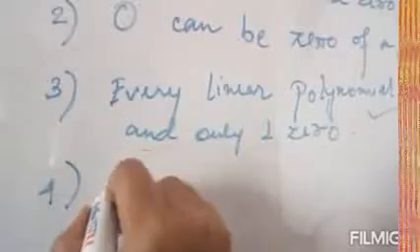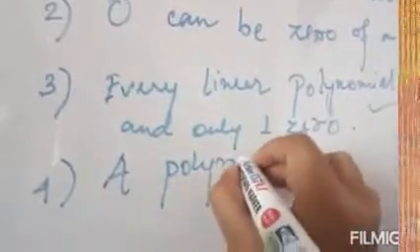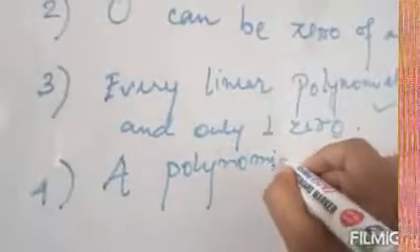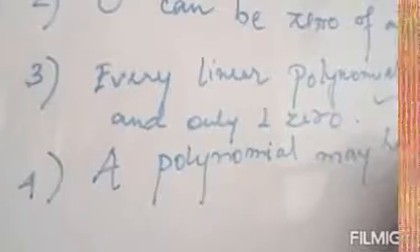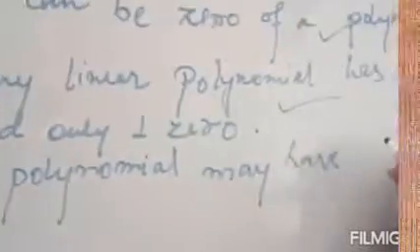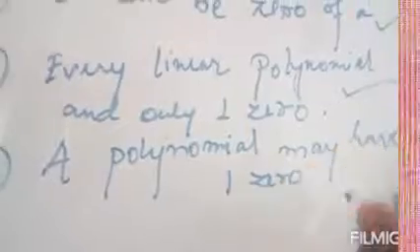Fourth point is a polynomial may have more than one zero. A polynomial may have more than one zero.